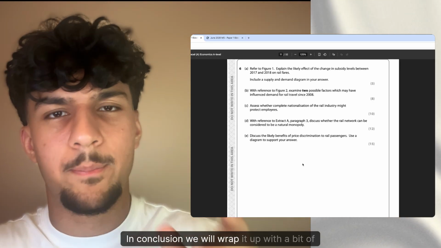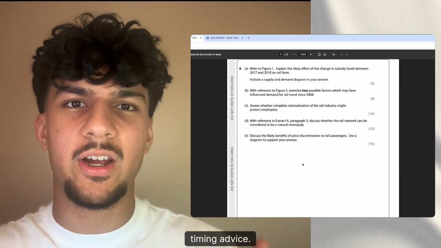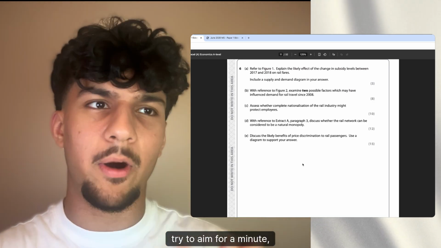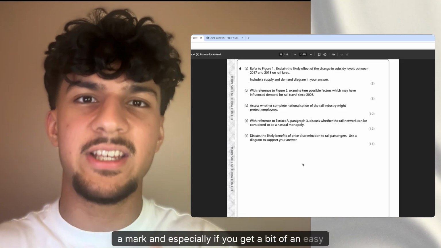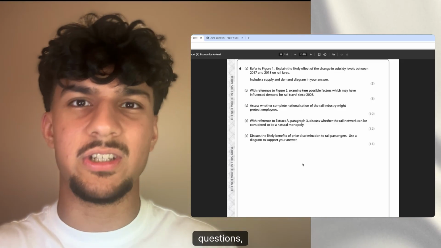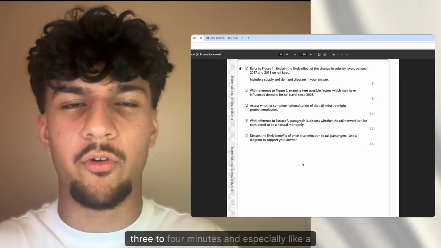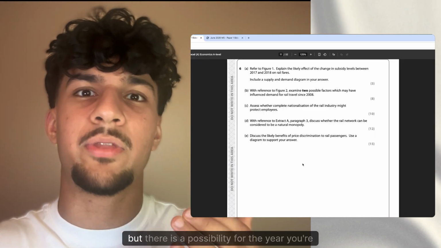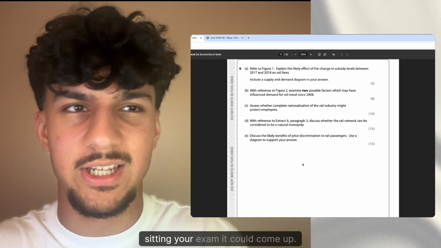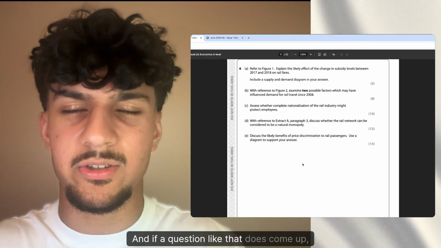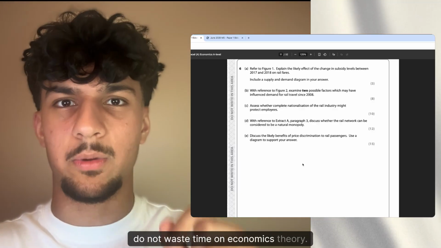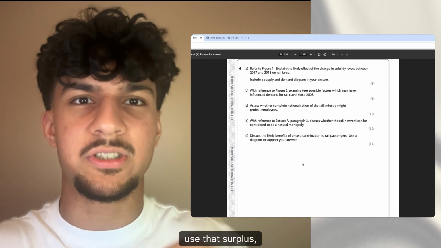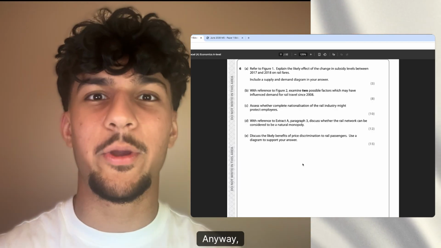In conclusion, we will wrap it up with a bit of timing advice. So these are 5-mark questions, and like I said, try to aim for a minute a mark. And especially if you get a bit of an easy 5-mark question, like one of these diagram questions, they might only take you 3 to 4 minutes. And especially a calculation question, I know there's only been 2 ever in the spec, but there is a possibility for the year you're sitting your exam, it could come up. And if a question like that does come up, do not waste time on economics theory, get the calculation right and move on, and use that time bank, use that surplus, spend it on a 12 or 15 marker. Anyway, I hope this video helped.